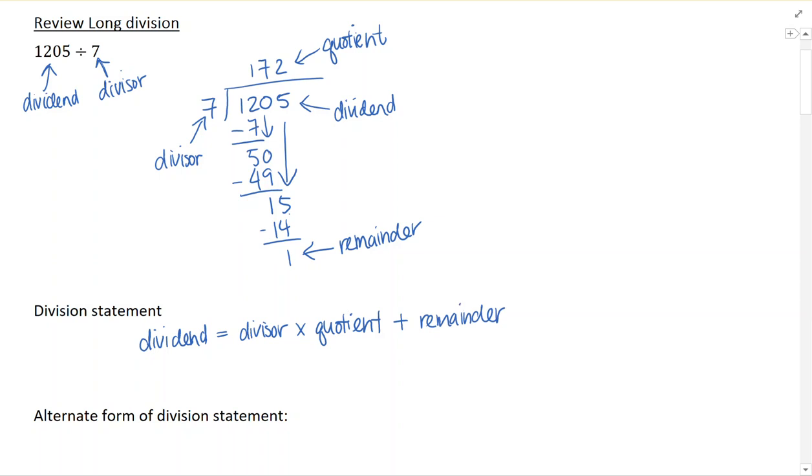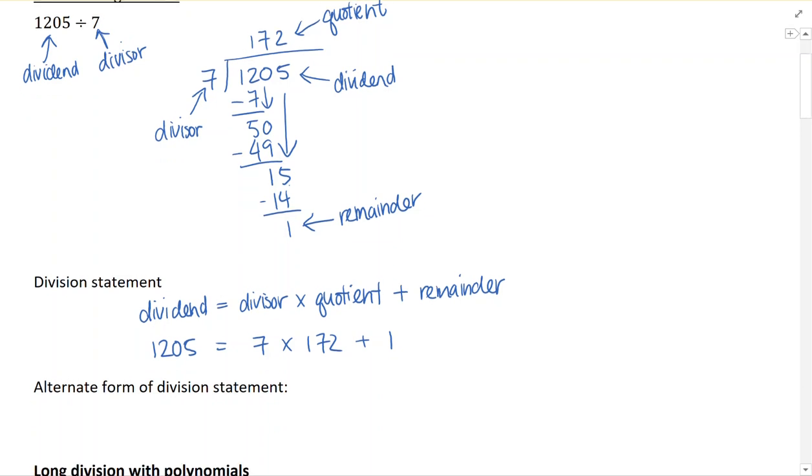So if we fill it in with the numbers we have from this particular question, 1205 equals 7 times 172 plus 1. With each of these four parts, we kind of short form it with different letters. So divisor got the D, quotient is Q, remainder is R, and dividend, well, P. Doesn't make sense to have two of the same letters.